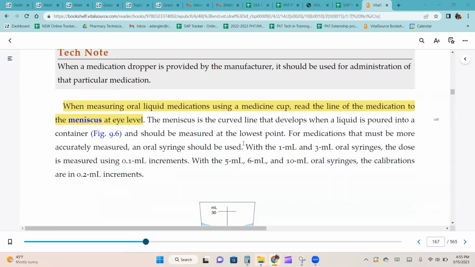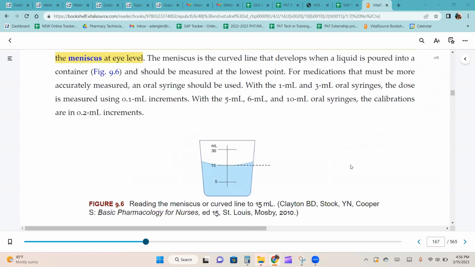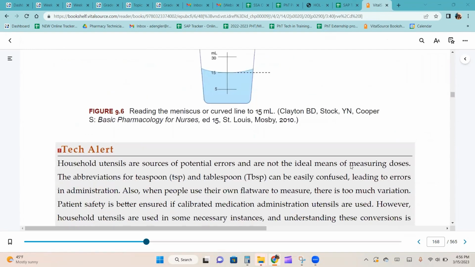When measuring oral liquid medications using a medicine cup, read the line of the medication to the meniscus at eye level. The meniscus is the curved line that develops when a liquid is poured into a container and should be measured at the lowest point. For medications that must be more accurately measured, an oral syringe should be used. With the 1 ml and 3 ml oral syringes, the dose is measured using 0.1 milliliter increments. With the 5 ml, 6 ml, and 10 ml oral syringes, the calibrations are in 0.2 milliliter increments.